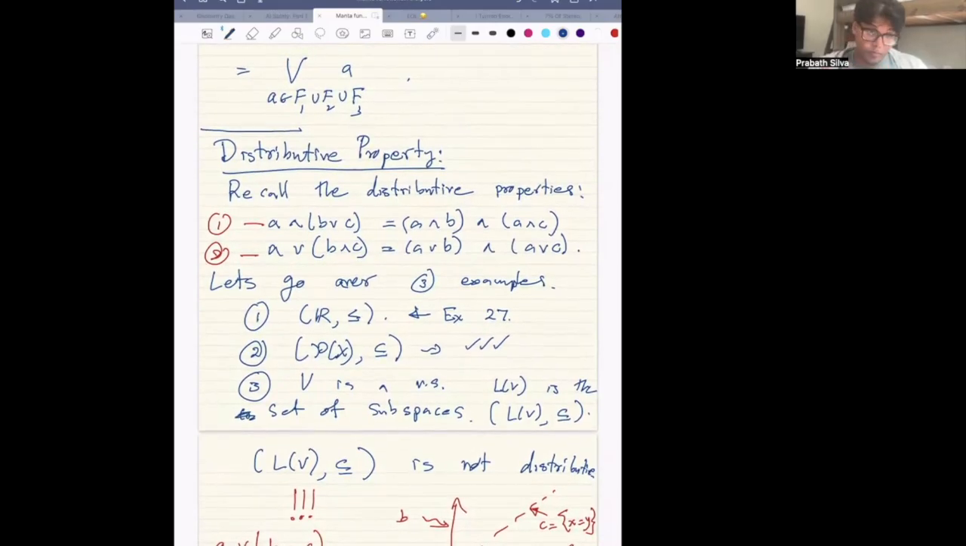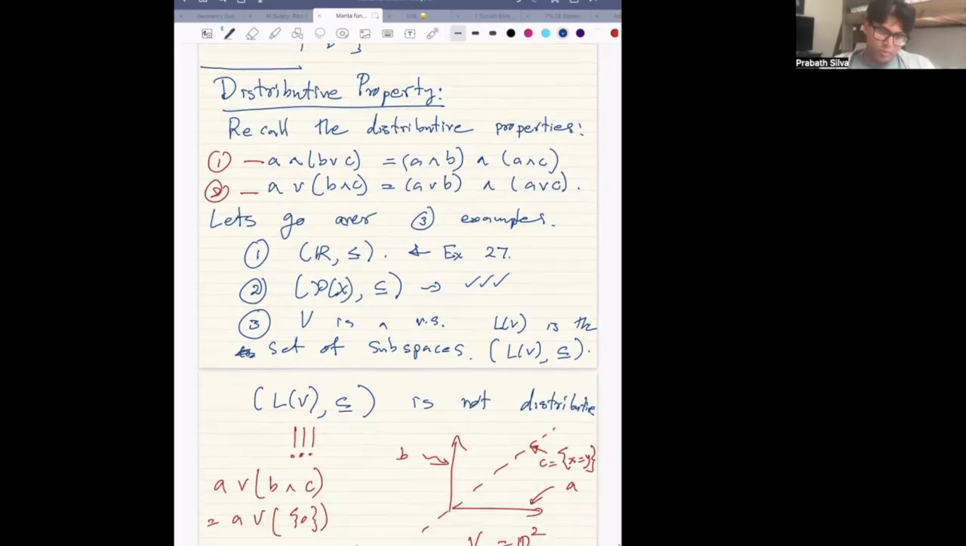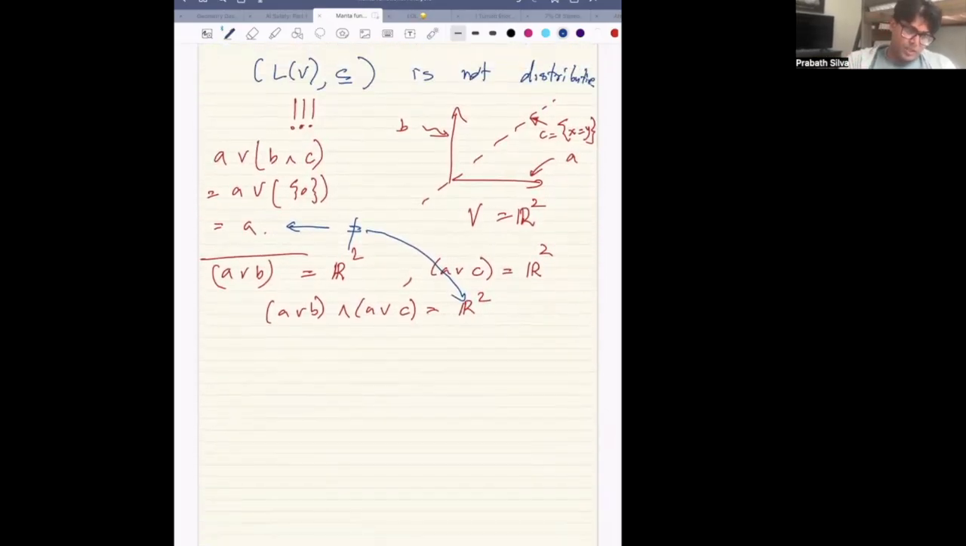But then you have this property. There is a weaker version of the distributive property. It's called the modular property.